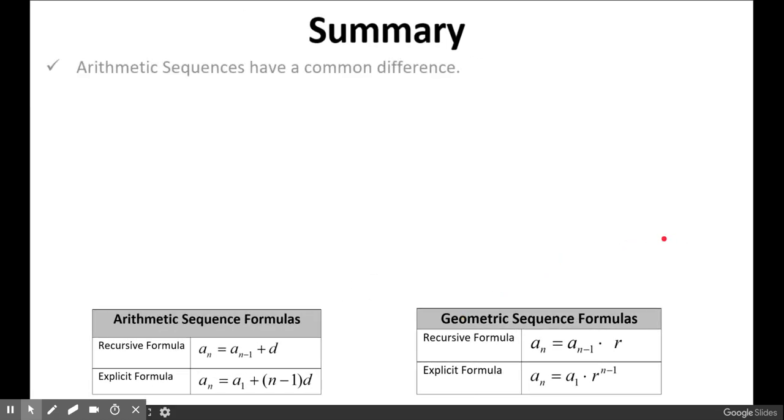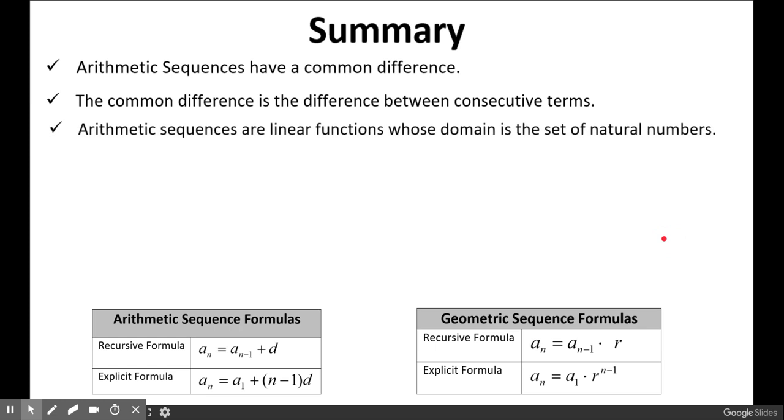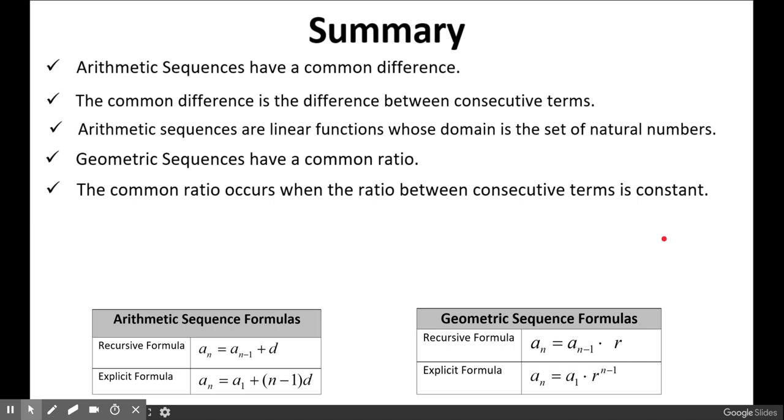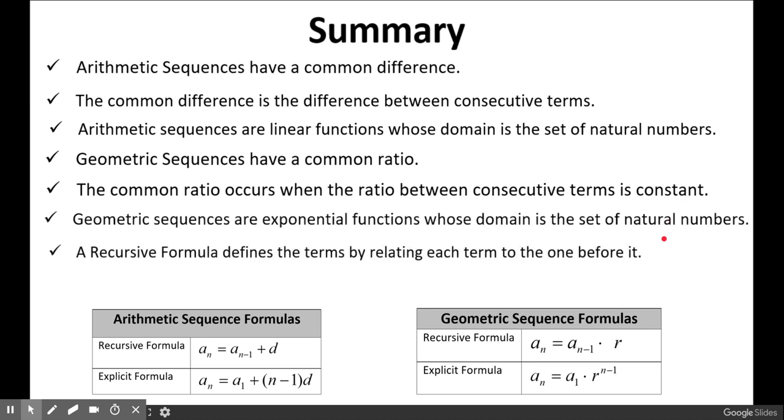So in summary, arithmetic sequences have a common difference, which is the difference between consecutive terms. Arithmetic sequences are linear functions whose domain is the set of natural numbers. Geometric sequences have a common ratio, which occurs when the ratio between consecutive terms is constant. Geometric sequences are exponential functions whose domain is the set of natural numbers. A recursive formula defines the terms by relating each term to the one before it, and an explicit formula expresses the nth term in terms of n.